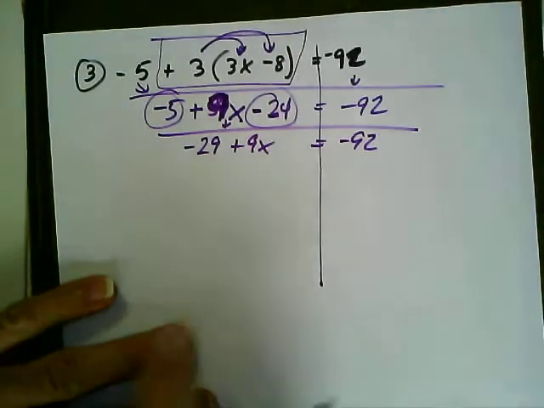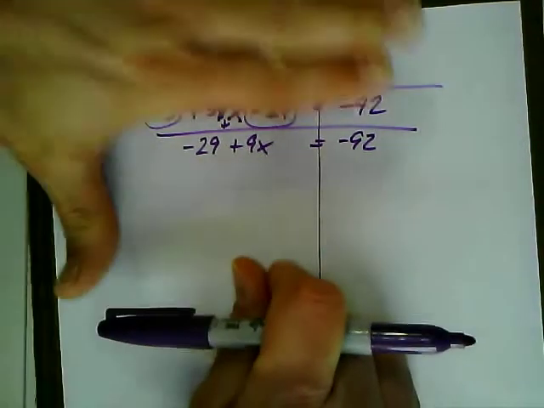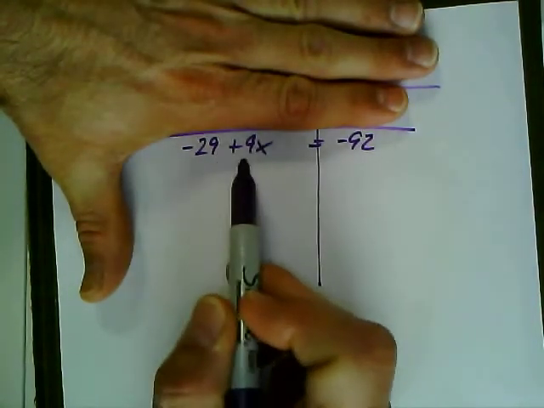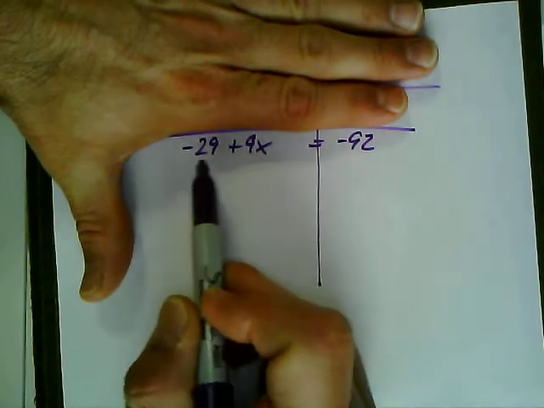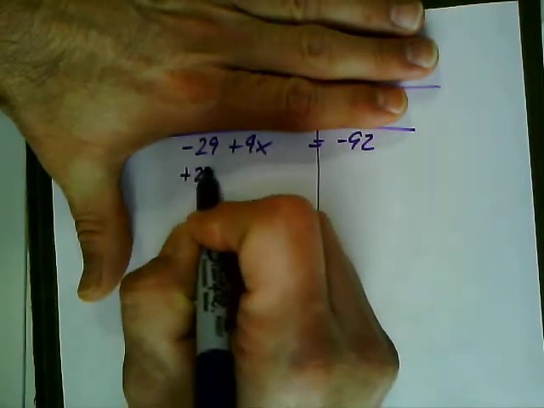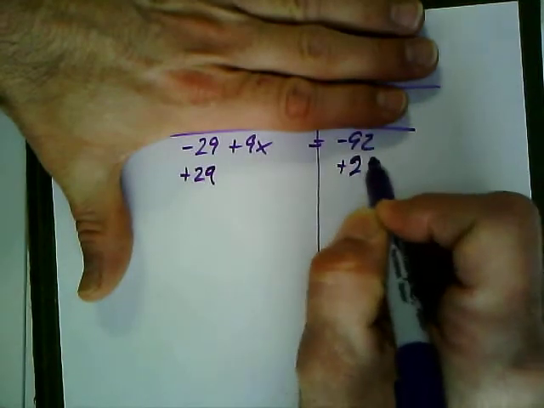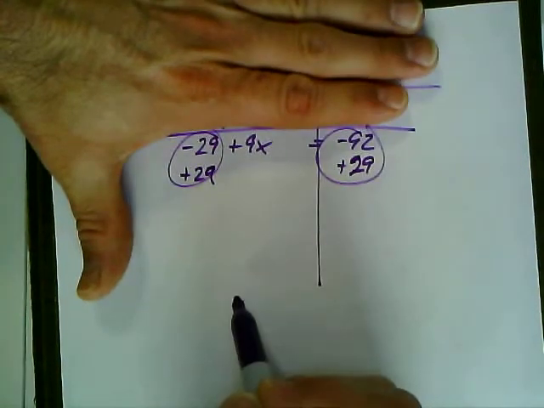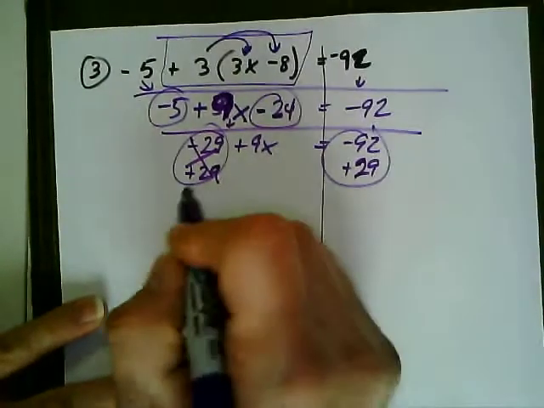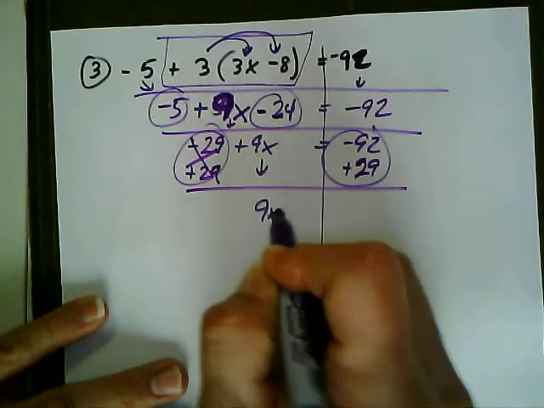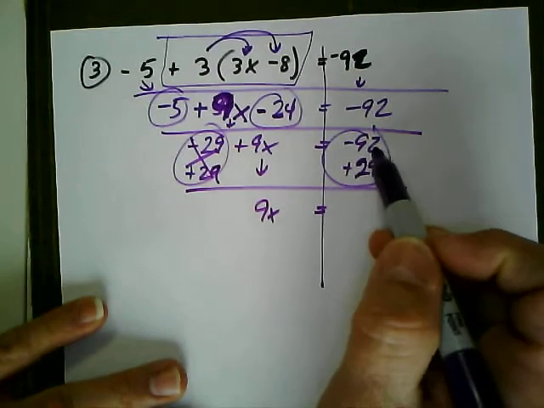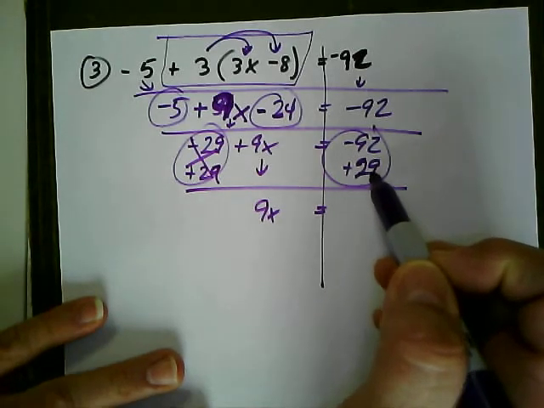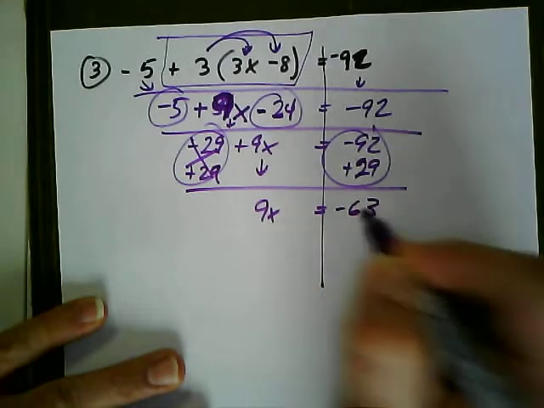Well, there's our distribute, there's our combined like terms. Now we recognize that little problem. If I get rid of all that, you should recognize this as those final two steps. Since that negative 29 is being added, I'm going to add 29 to both sides. Since it's minus 29, add 29. We're left with that 9x. And negative 92 plus 29 should be negative 63.